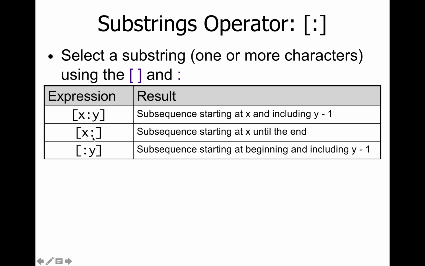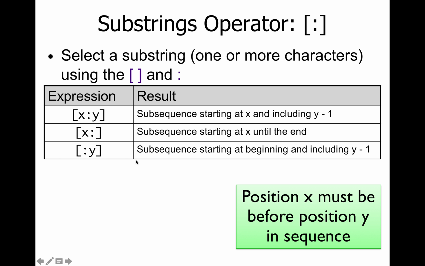X colon is going to start at x and go until the end. Colon y is going to start at the beginning at index 0 and go up through but not including y. And to avoid errors, the position of x must be before the position of y in the sequence. However, it just has to be before it in the sequence. It doesn't matter if it's before it numerically. So you can mix positive and negative index values in here.